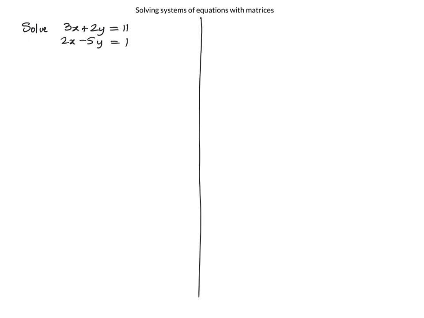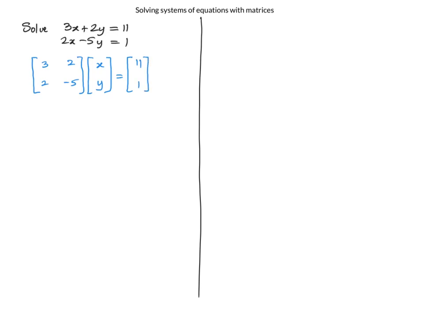We did this when we did the 3x3 systems of equations, and this is of course only 2x2, but I'm going to do it this time with matrices. So the first thing I'm going to do is change the way this is written, and write it using matrices. So it's going to look like this. The matrix 3, 2, 2, negative 5 times the column matrix x, y equals the column matrix 11, 1.